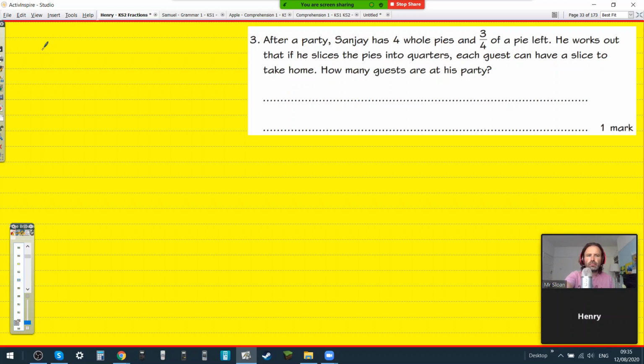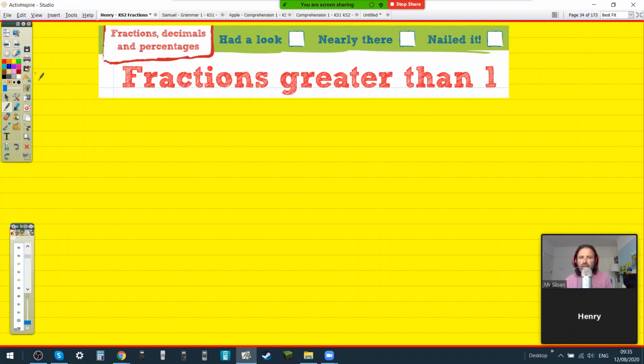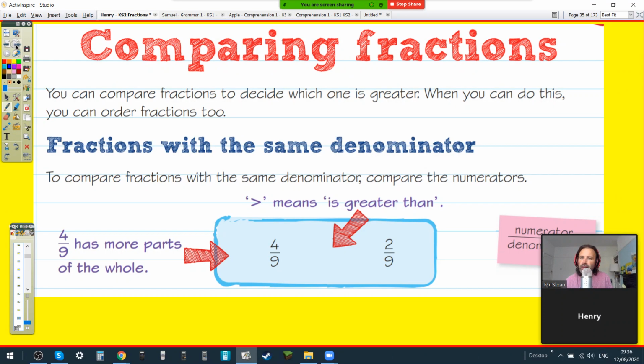There's 19 guests at his party, 4 whole pies, and 3/4 of a pie left. He works out that if he slices it into quarters, each guest can have a slice to take home. So it'll be 16. Yep, 19 guests. Well done. And so, what would you give yourself for those ones? I'd say nailed it. I agree. You've got it.